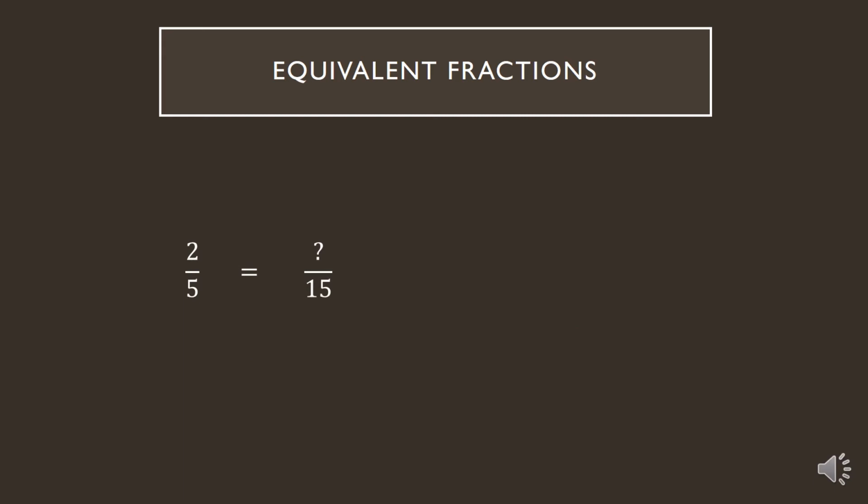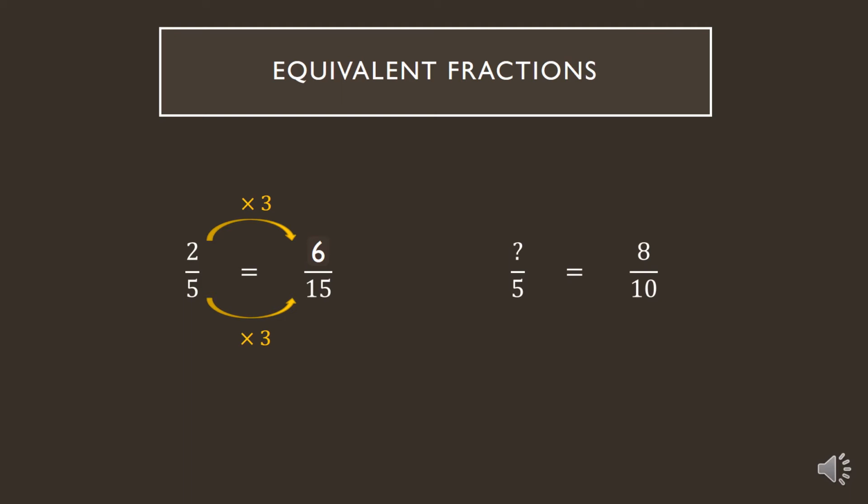Another example, 2/5 is equal to how many 15ths? So look at the pair of numbers under the line, the two denominators. What's happening? Well, we're making fifths into 15ths. We've multiplied that number by 3. So we must repeat that for the numerators. Multiplied by 3, so 2 times 3 is 6. So 2/5 is the same as 6/15.